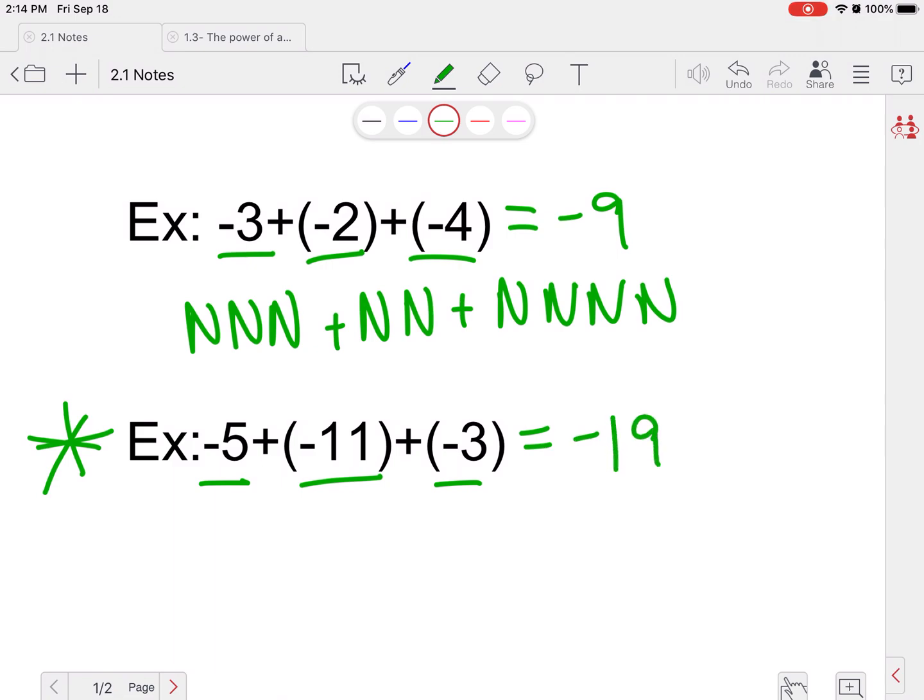So if they have the same sign, we just add and keep the sign. So negative 5, negative 11, negative 3. They were all negative and we were adding them. So we just add 5 plus 11 plus 3 and keep the negative sign.